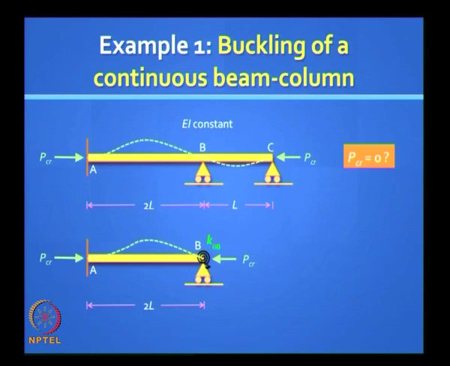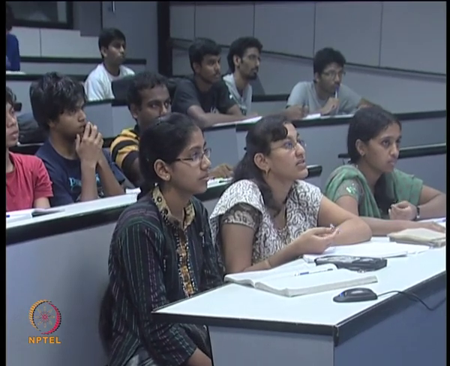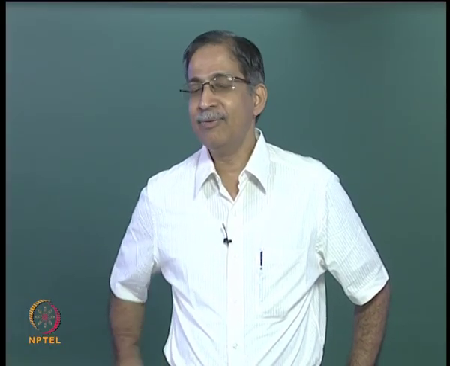What are its extreme values? Of the stiffness of the spring: 0 and infinity. If the stiffness is 0, what is P critical? What is the effective length? At least 0.7 L, or more accurately 0.699. If K is infinite, 0.5, that is it, you are good.